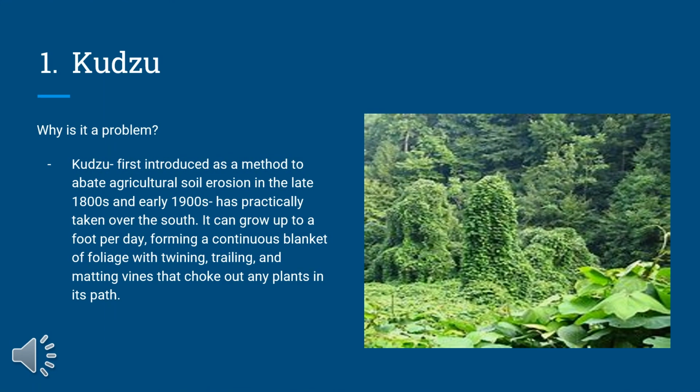Number 1. Kudzu. First introduced as a method to abate agriculture soil erosion in the late 1800s and early 1900s, it has practically taken over the South. It can grow up to a foot per day, forming a continuous blanket of foliage, with twining, trailing, and matting vines that choke out any plants in its path.